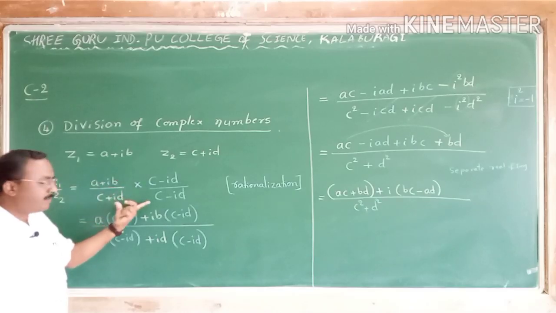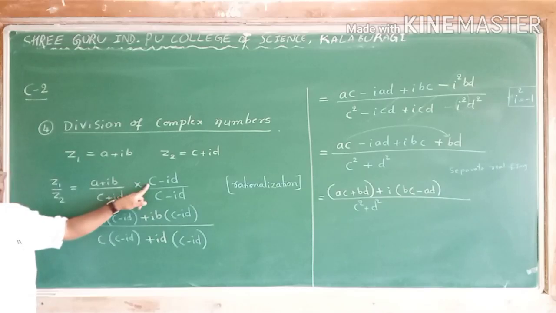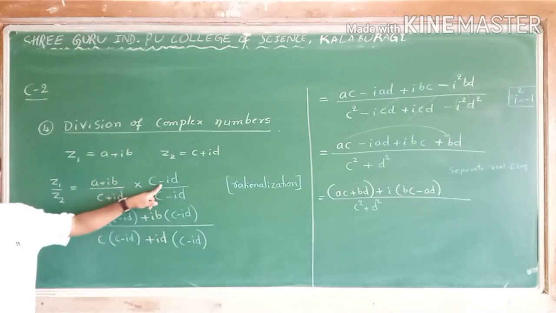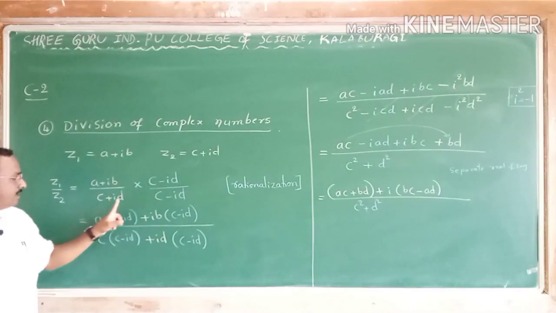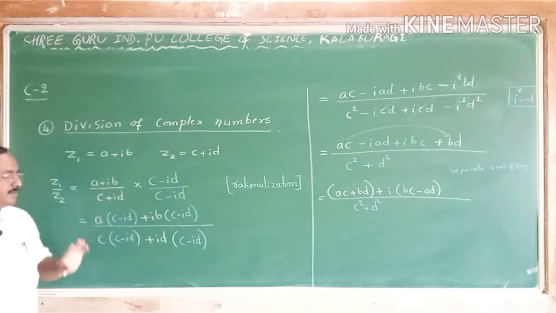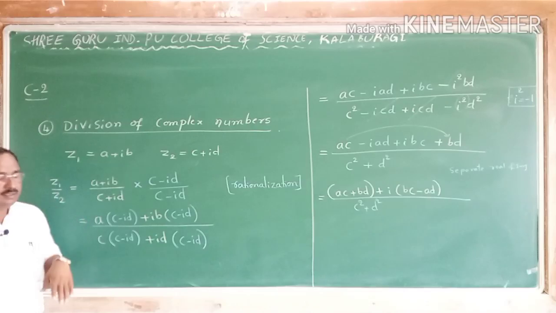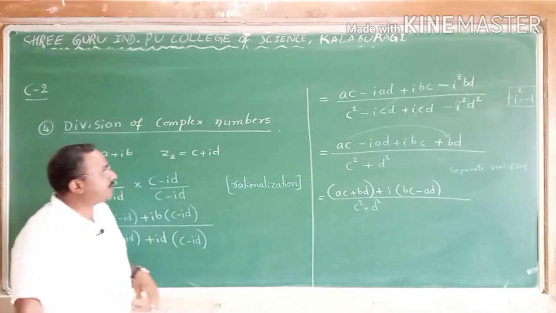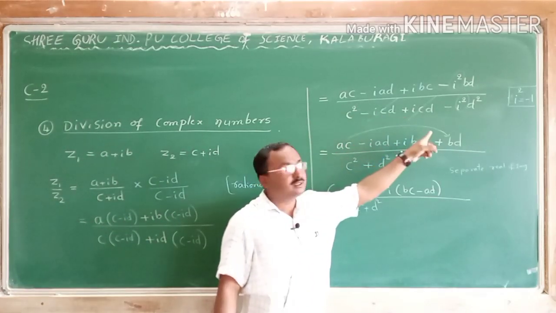Multiply numerator, multiply denominator. Numerator: multiply A times (C minus iD) plus iB times (C minus iD). Denominator: C times (C minus iD), iD times (C minus iD). This is the multiplication process. Simplify: A into C, AC minus i times AD. This is numerator multiplication, denominator multiplication.